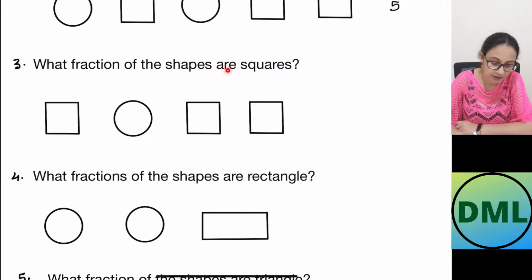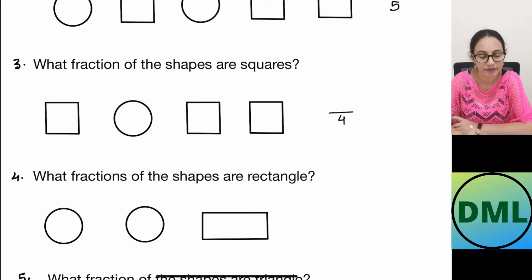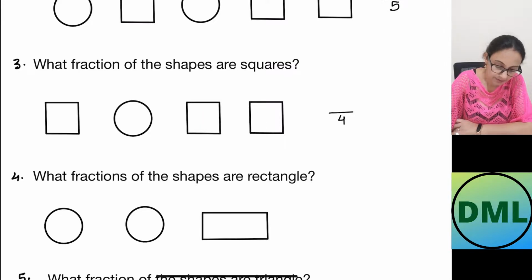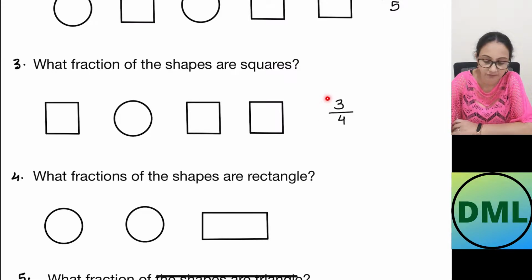What fraction of the shapes are squares? So how many figures do I have? I have 1, 2, 3 and 4 figures. So 4 will come in the denominator. Now I am looking for squares. Now let's count the squares in our figures. So I have 1, 2 and 3 squares. So 3 will be written in the numerator. That means in these figures we have 3/4 of the shapes are squares. That means out of 4, 3 figures are squares. 1, 2 and 3 figures are squares. Let's see one more example.